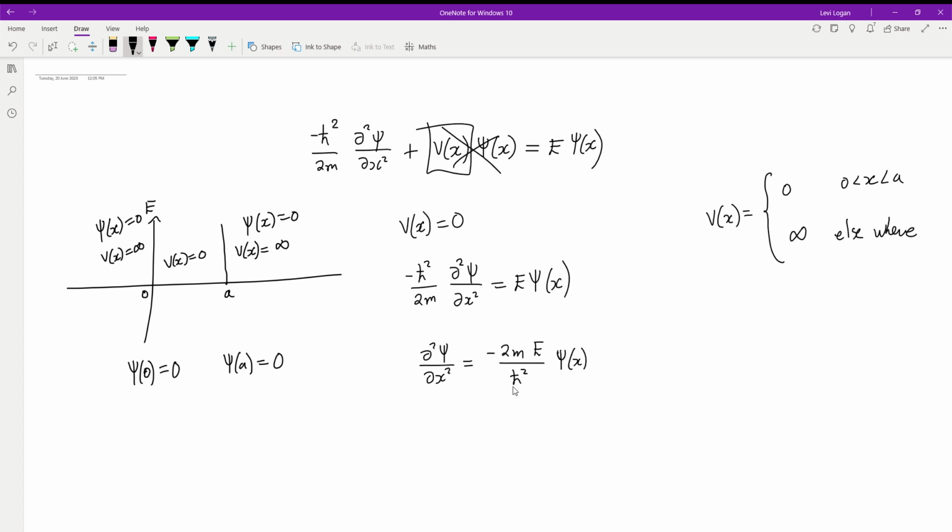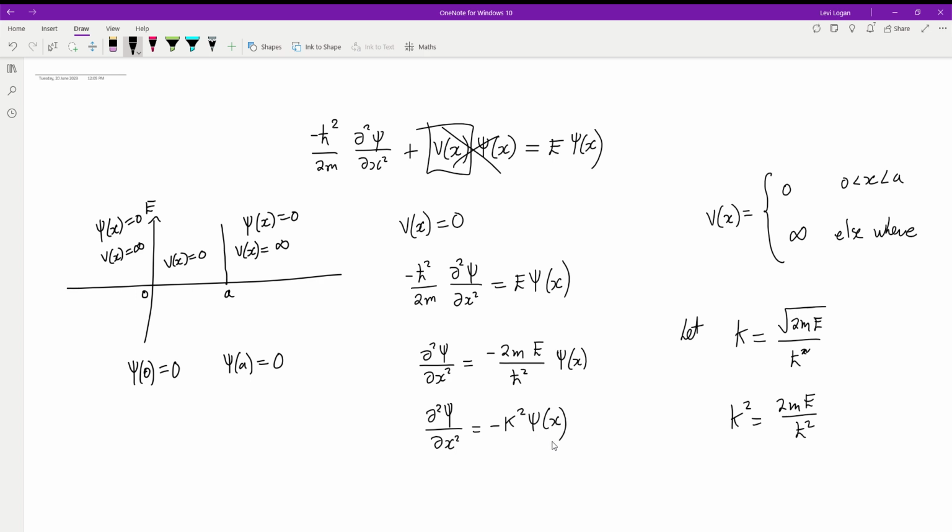Now what we're going to do is make a substitution, because can you agree that this here is basically going to be a constant? We can treat it as a constant for now. So we're going to let k equal the square root of 2mE over h bar. The reason I'm saying that is because then k squared is going to be 2mE over h bar squared. Does that make sense? Hopefully it does. So then we can simplify this. Our second derivative of the wave function with respect to the position is negative k squared times our wave function.